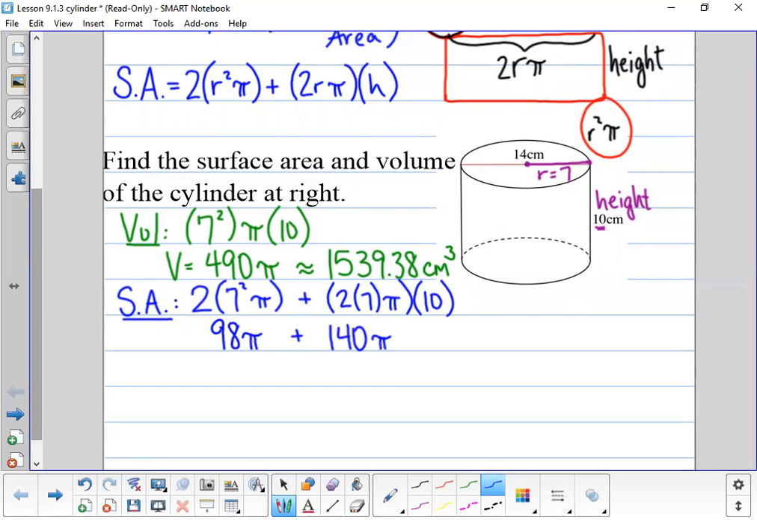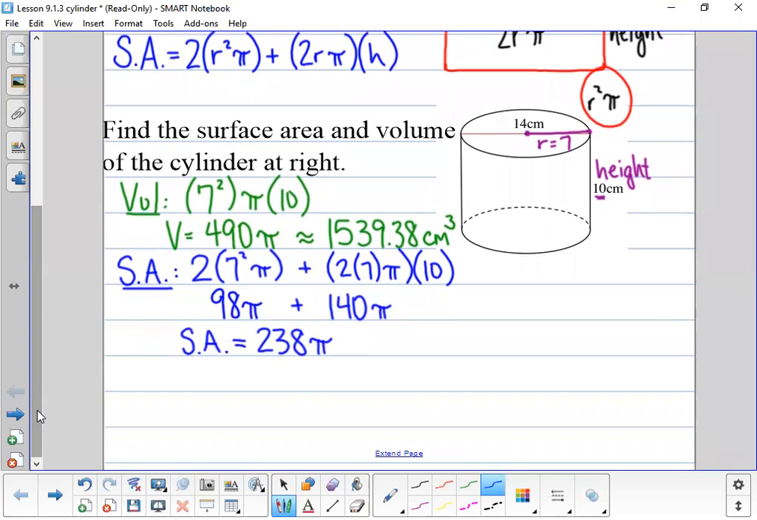Now, adding together 2 terms that both have pi in them is also like adding together terms with variables. So if I had 98x plus 140x, I would add 98 and 140, and then my answer would still have x in it. It's going to be the same way with pi. So I'm going to do 98 plus 140, and I get that my surface area is equal to 238. Don't forget the pi. So 238 pi. I can add those 2 terms together because they both have pi in them. If one did not have pi in it, then I would not be able to add them together.